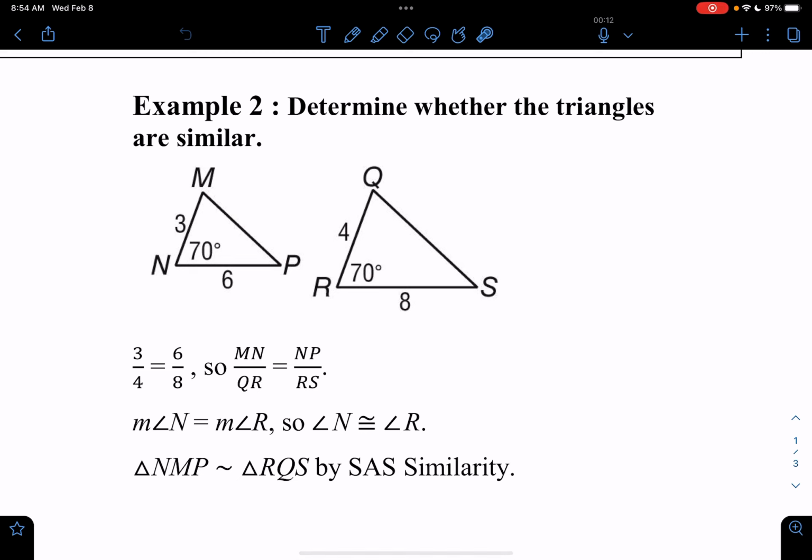When we look at sample number 2, you're missing one of the sides, but you have two other sides and the angle contained between the two sides. They basically do the same and see if the ratio holds. 3:4, just like 6:8, and the ratio will hold. They have the same proportion, and then they look: angle N is congruent to angle R. So these two triangles, and again order matters, NP to RQS, are similar by the SAS similarity.